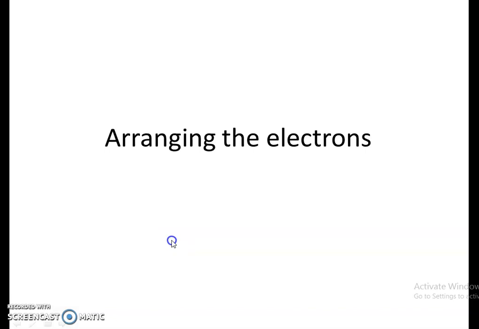Good morning, children. Today we are going to learn about arranging electrons. In our previous section, we learned what the structure of the atom is, and how different scientists found that structure of the atom. Today we are going to learn how the electrons are arranged in the atom.